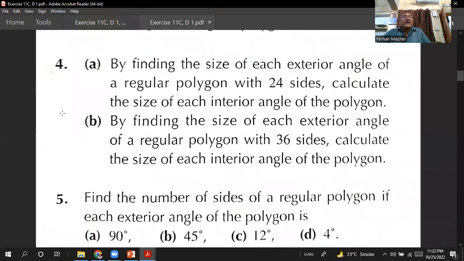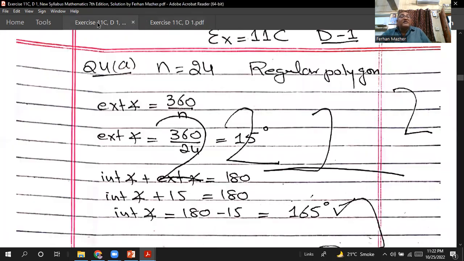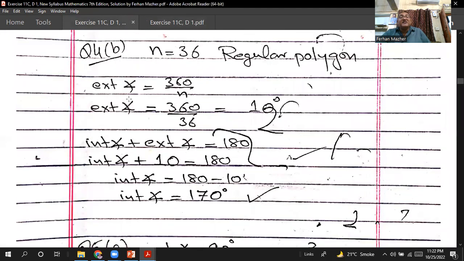Question number 4 is B part. It says, by finding the size of each exterior angle of a regular polygon with 36 sides, calculate the size of each of the interior angles of the polygon. So it's a very important step, very important strategy.